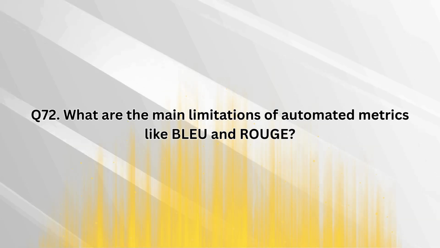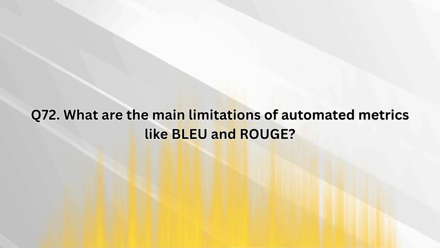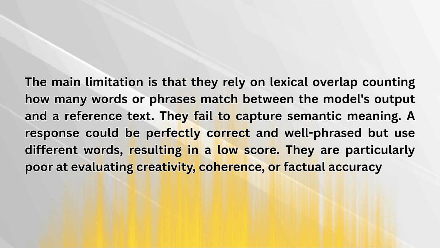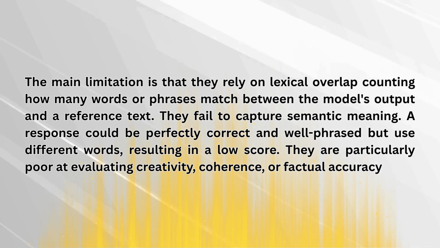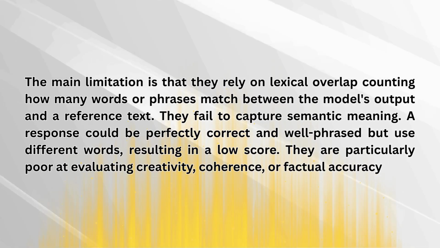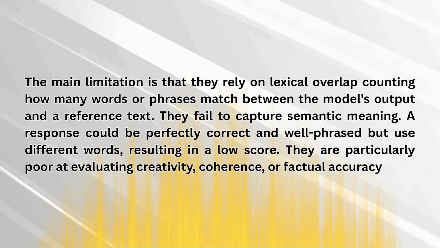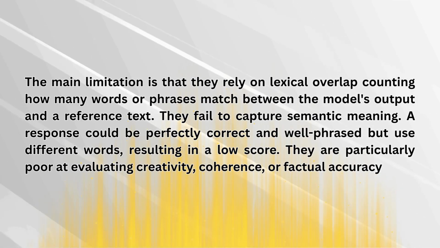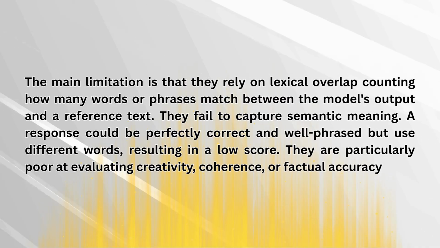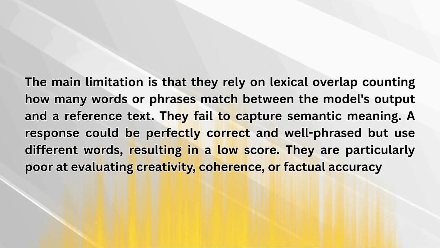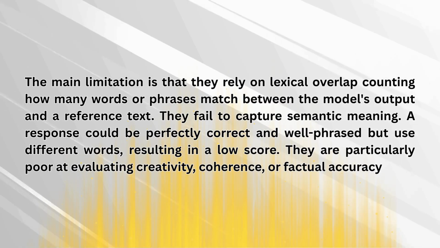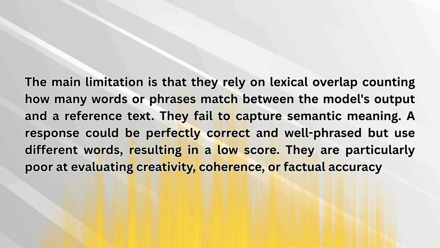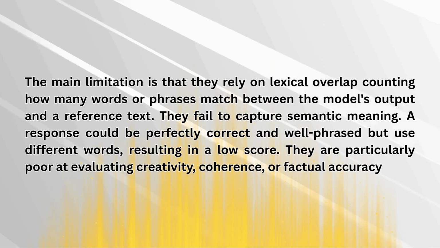What are the main limitations of automated metrics like BLEU and ROUGE? The main limitation is that they rely on lexical overlap, counting how many words or phrases match between the model's output and a reference text. They fail to capture semantic meaning. A response could be perfectly correct and well phrased, but use different words, resulting in a low score. They are particularly poor at evaluating creativity, coherence, or factual accuracy.